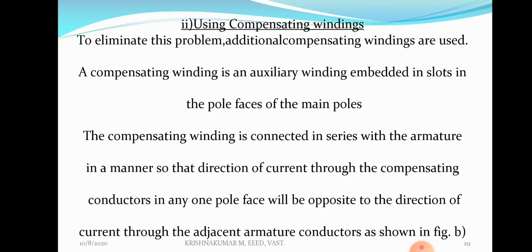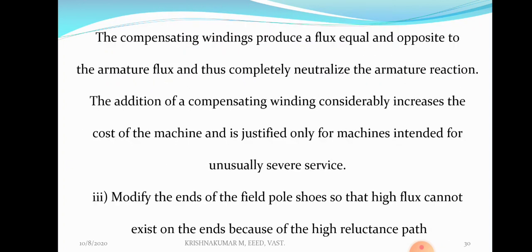Look at the last point: the addition of a compensating winding considerably increases the cost of the machine and is justified only for machines intended for unusually severe service, because of the high cost. This is not applicable for normal service. So that is the main disadvantage of this method: cost is more. What about the disadvantage of the first method?